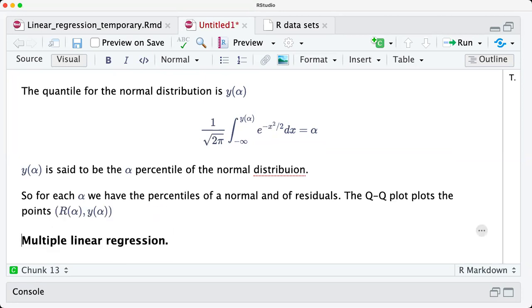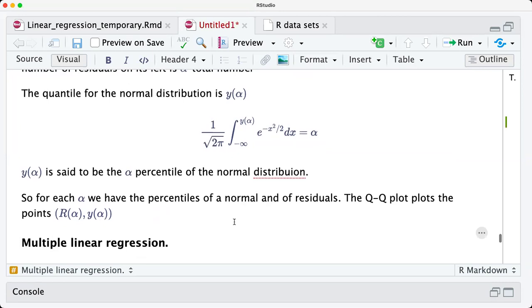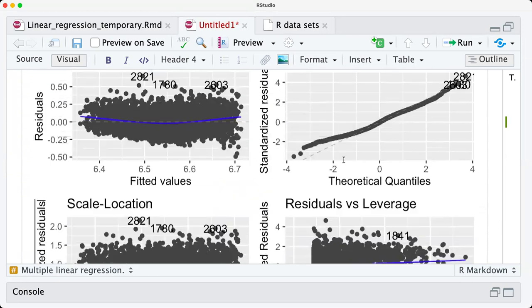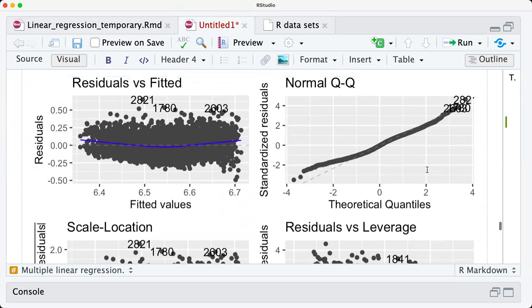So the percentile of the residuals versus the percentile of the normal. And of course, if the residuals are almost normal, the percentiles will be similar. So we expect to see a straight line, and this is indeed the case, more or less. But it's a step that you have to do.